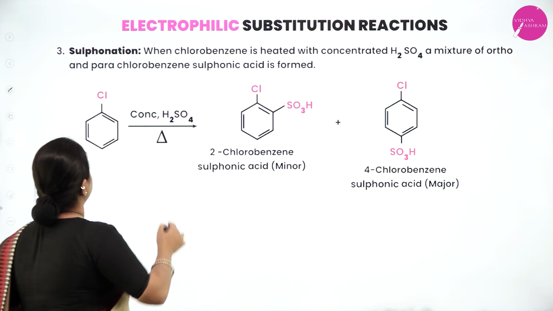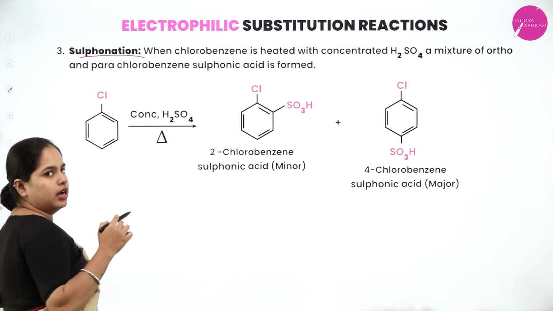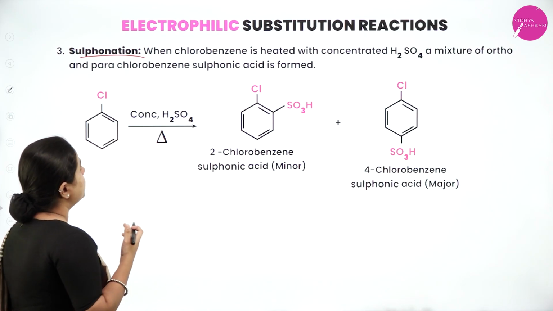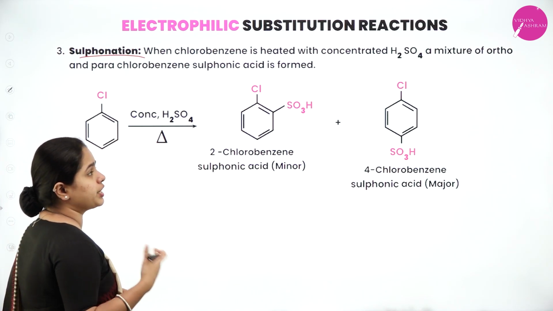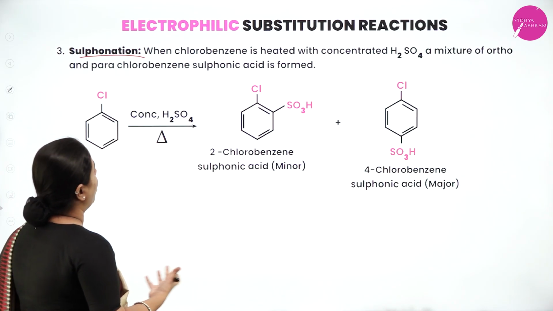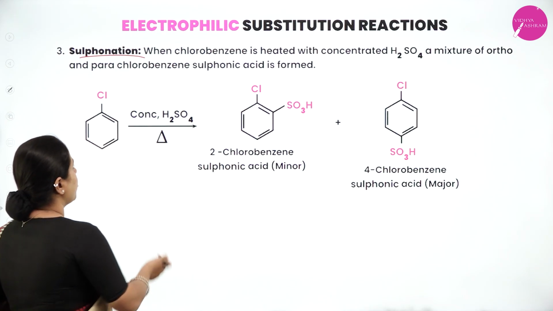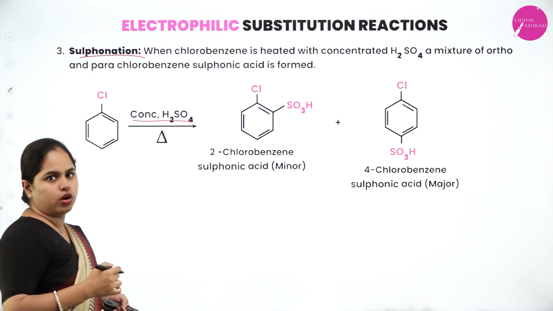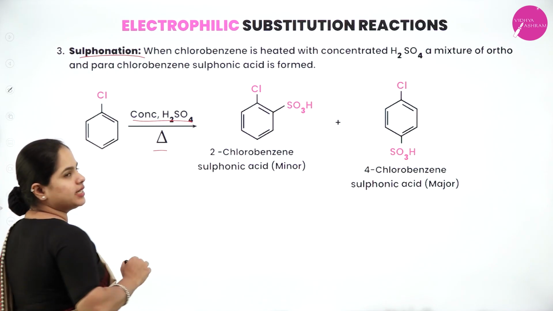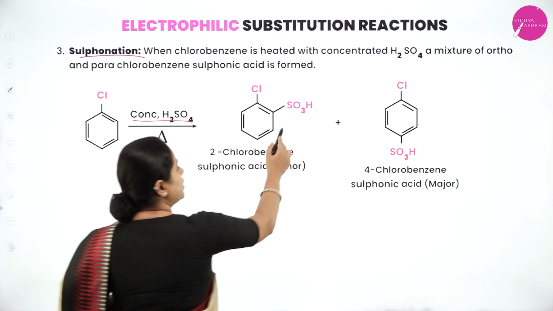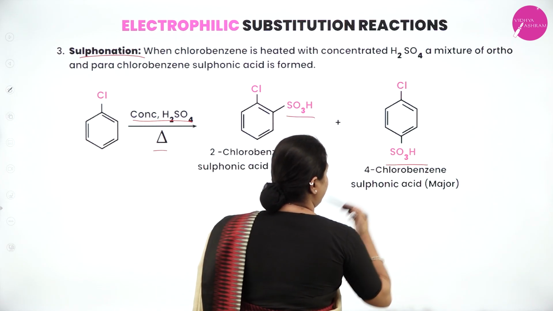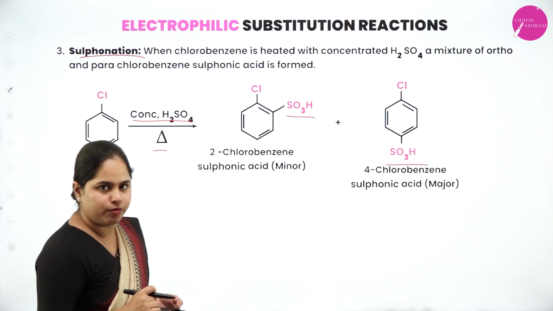Moving on to the next one, that is sulfonation. We are going to add an SO3H group here. So when chlorobenzene is heated with concentrated sulfuric acid, a mixture of ortho and para chlorobenzene sulfonic acid is formed. So concentrated sulfuric acid is what we are using here. If we are heating it, what happens? Either in the ortho position or the para position, the SO3H group will be attached.